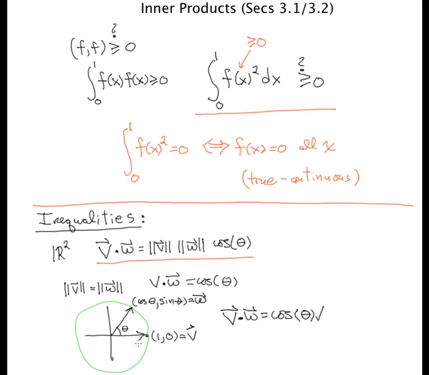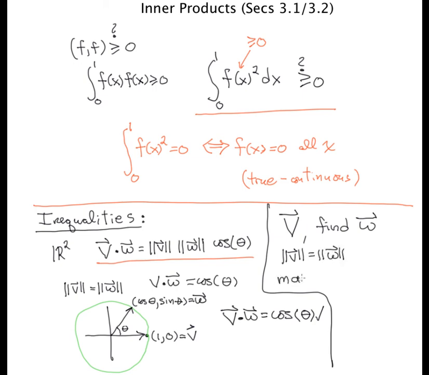And notice that one thing this says is, if you give me a vector V, and you ask me to find another vector W with two properties: I want them to have the same length, and you want to maximize the dot product.